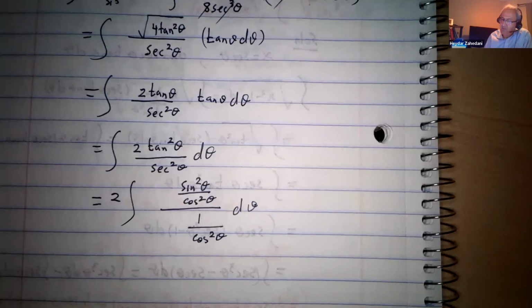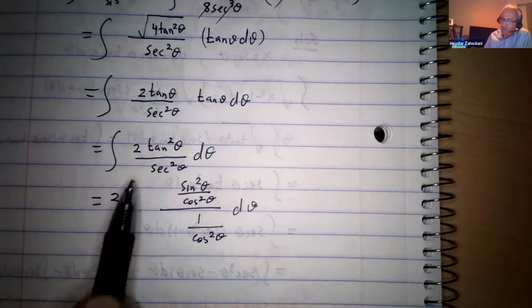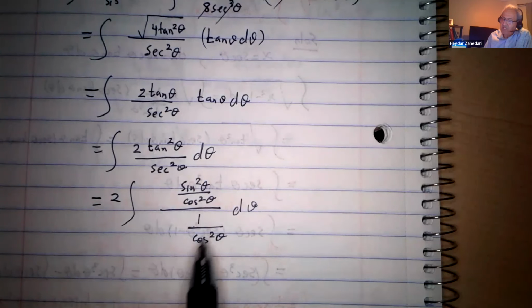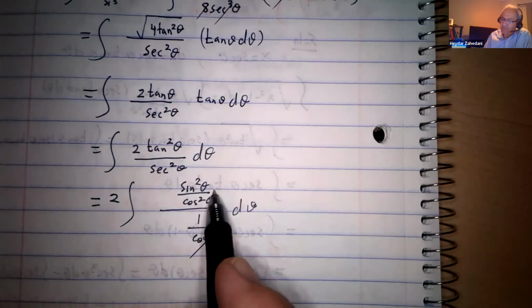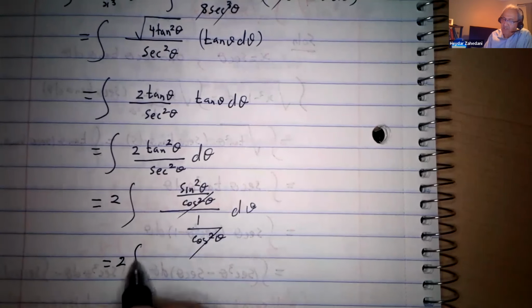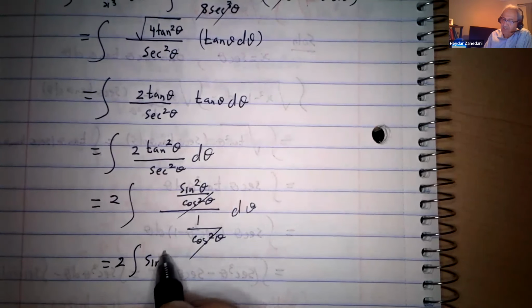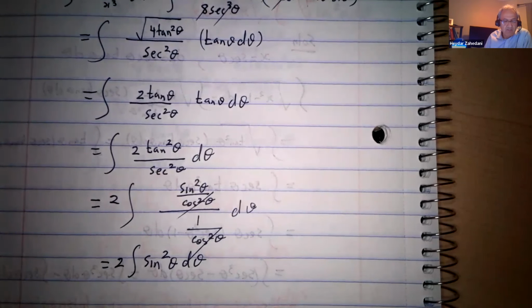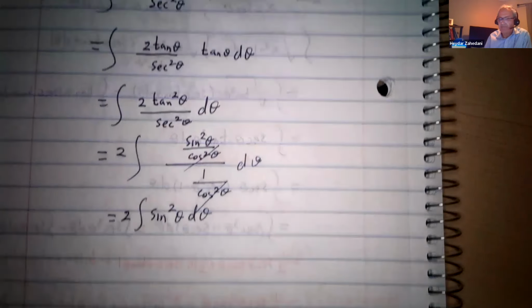Because secant is 1 over cosine, these two would cancel out. So you end up with what? You end up with 2 times the integral of sine squared of theta, d theta. And you can easily solve it.